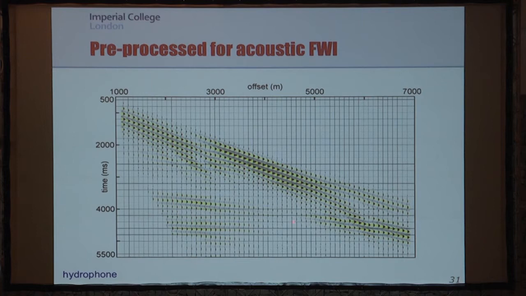For conventional processing, you'd throw this away. You'd throw that away, you'd keep the high frequencies, you'd throw away the low frequencies, and you'd keep all the data volume, and you'd use the geophones and the hydrophones. So that's the pre-processing. This data volume is a lot smaller than the original data volume.